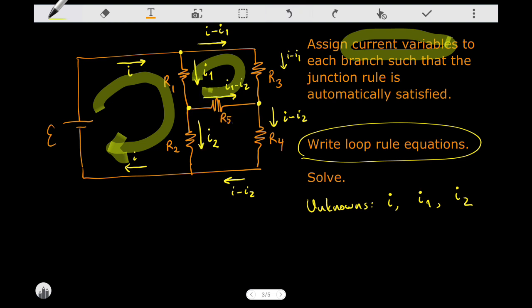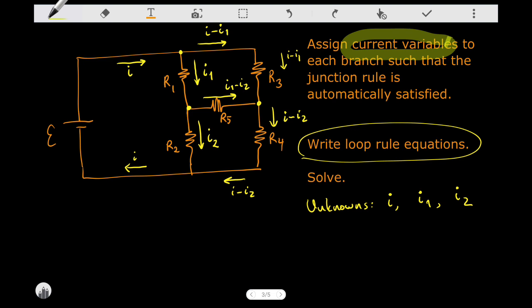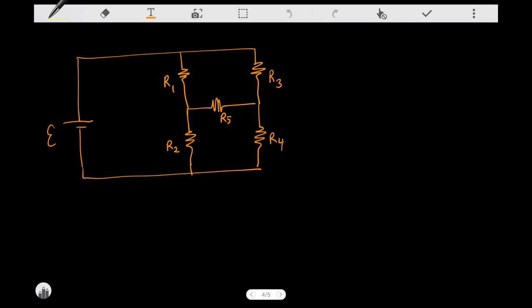We have seen how to write down the loop rule equations, but once you write down the loop rule equations, you should have three equations together with three unknowns. With these three unknowns, you can solve these three equations and then solve for the whole circuit. Let me show you a practical way of assigning current variables to the branches of that circuit.